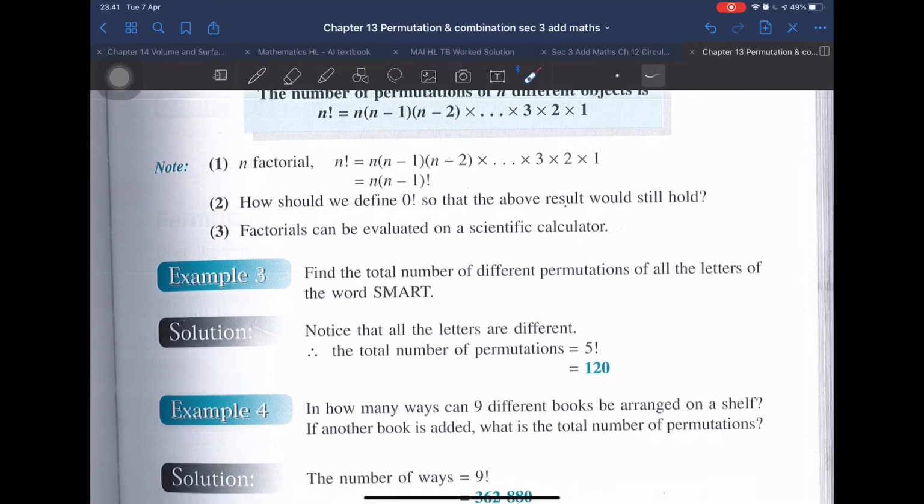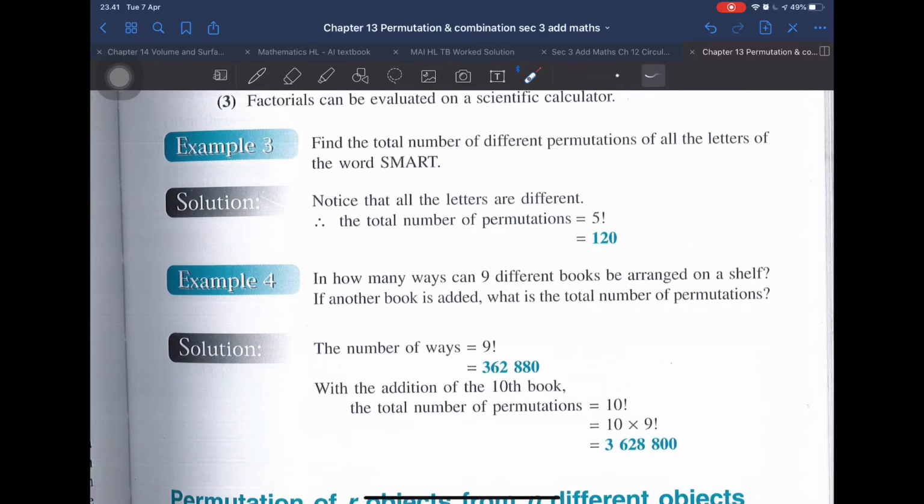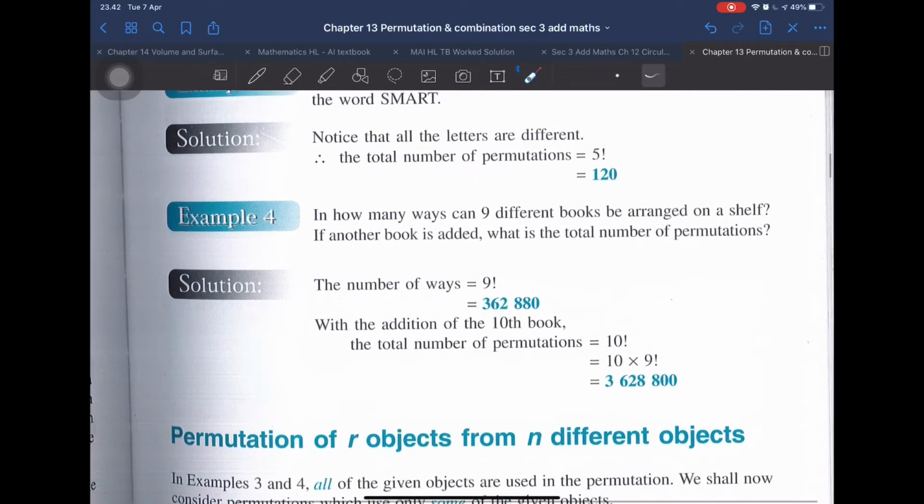Now, let's go to discuss an example. Start with example 3. So, find the total number of different permutations of all letters of the word smart. How many letters are there? There are 5. So just 5 factorial. There you go. 120 is the answer. Now, 9 different books. So just 9 factorial. That's the answer. If there's the 10th book, so becoming 10 in total, so 10 factorial. That's the answer. Just like that.